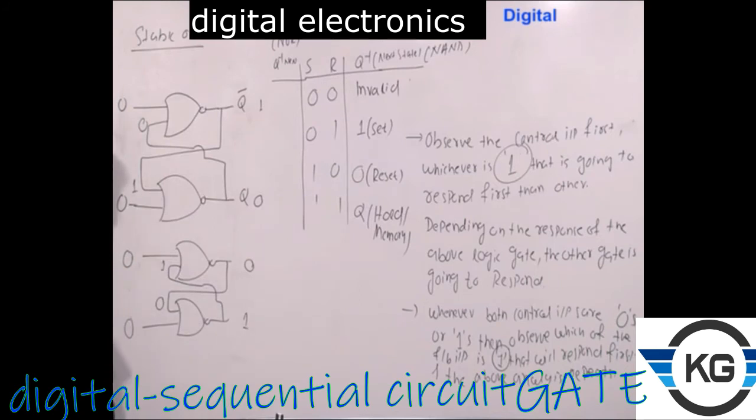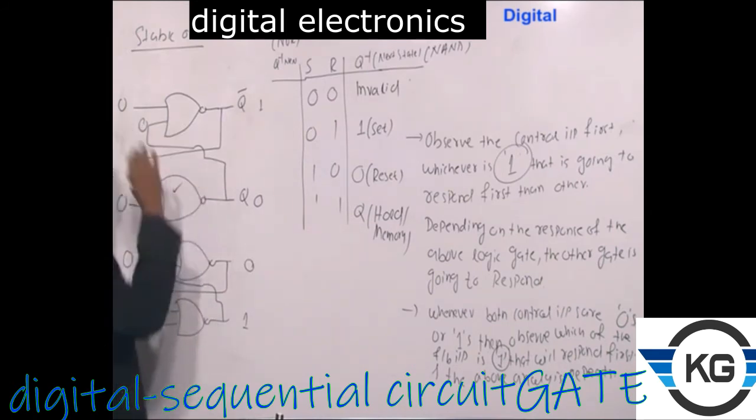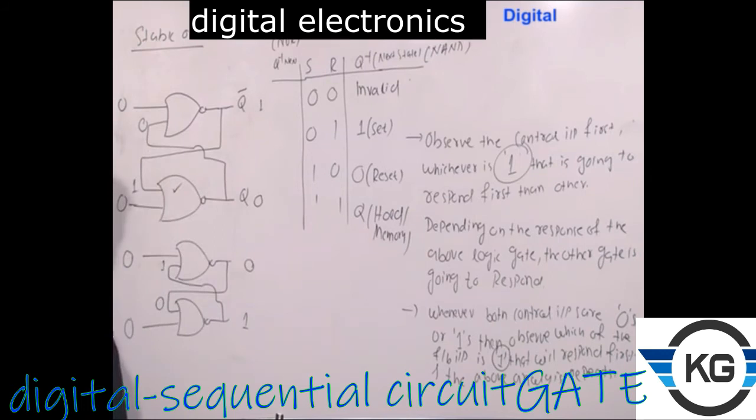So see what happens here. Which statement do I have to make use of now? The third statement will be useful: whenever both control inputs are 0 or 1, observe which of the feedback inputs is 1. In this case both control inputs are 0, so I should observe the feedback input. Here this is 1, so this is going to respond first. Similarly here, this is going to respond first.